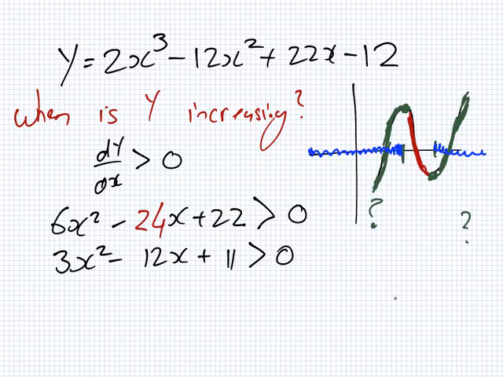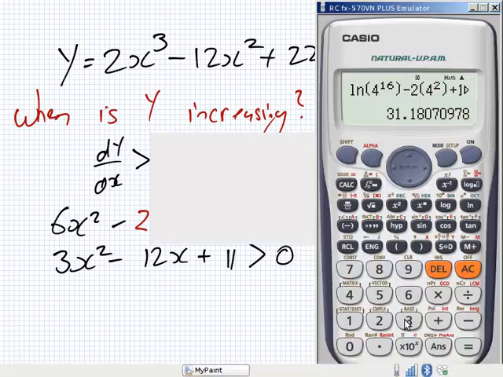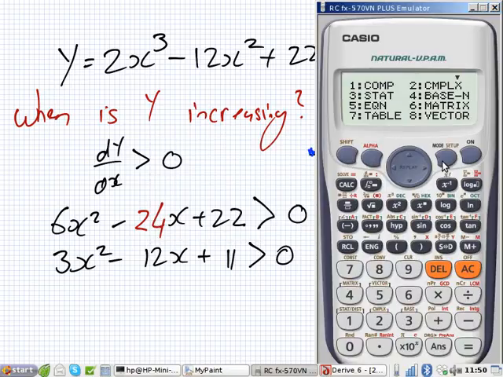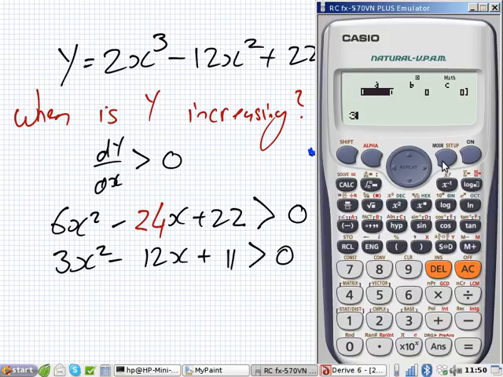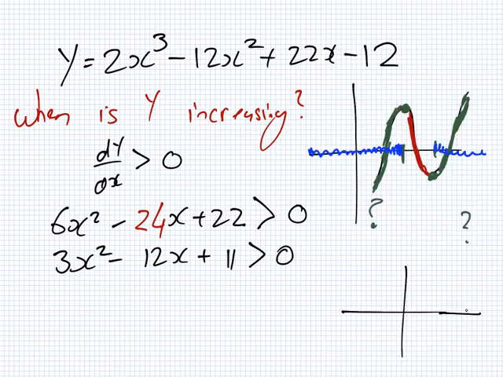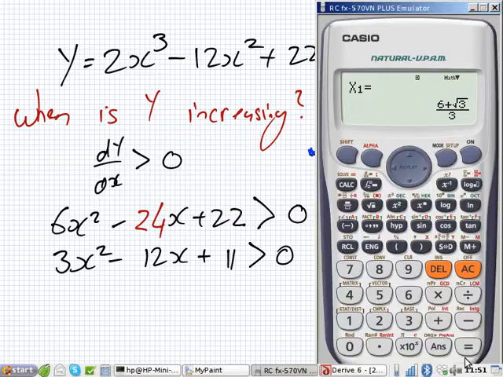Do you remember how to solve these? We'll draw a very quick quadratic with the two roots. I'll be lazy and solve on the calculator. It's still going to require solving this quadratic. This is the way for the exam. It has to be an equation first because you need a range of values. The roots are 6 plus root 3 over 3, that's a bit weird, and the other one is 6 minus root 3 over 3.